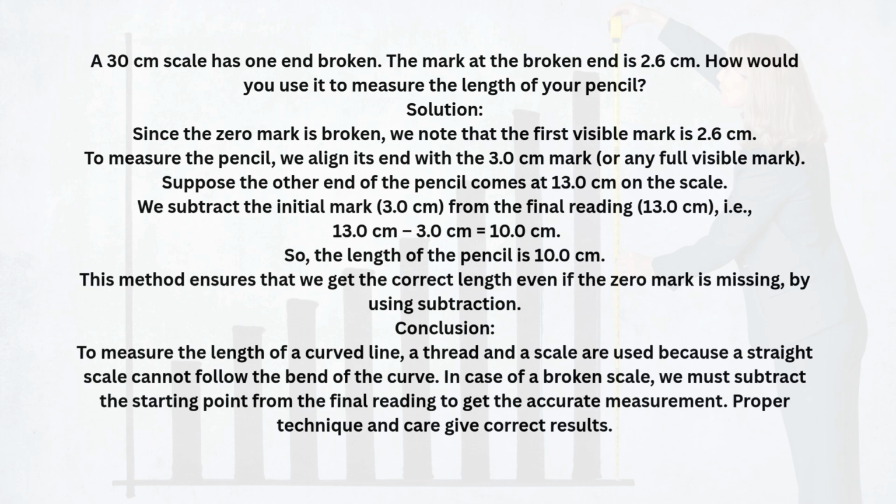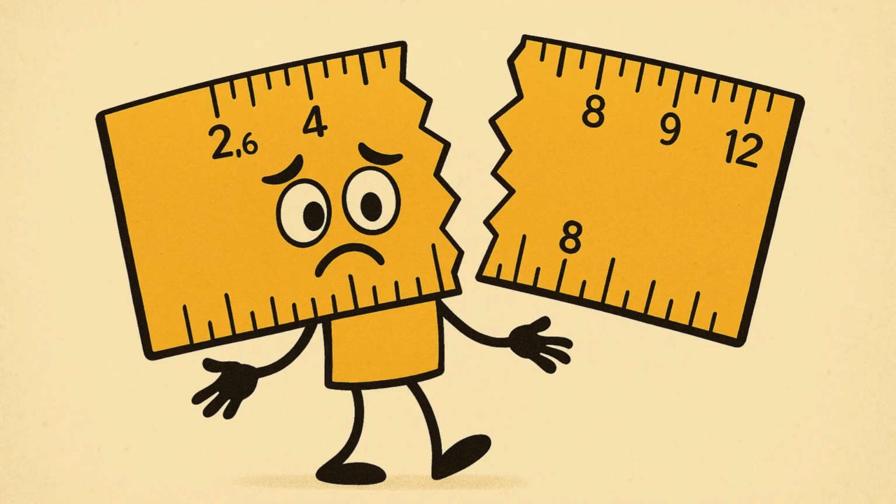A 30 centimeter scale has one end broken. Now the mark at the broken end is 2.6 centimeters. So how would you use it to measure the length of your pencil then? Since the zero mark is broken, we know that the first visible mark is 2.6 centimeters. So to measure the pencil, we'll align its end with the 3 centimeter mark that is visible.